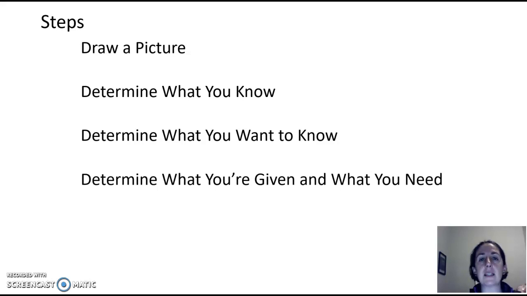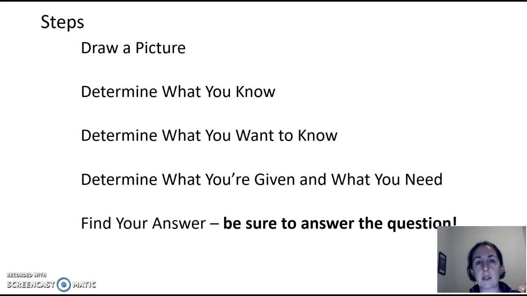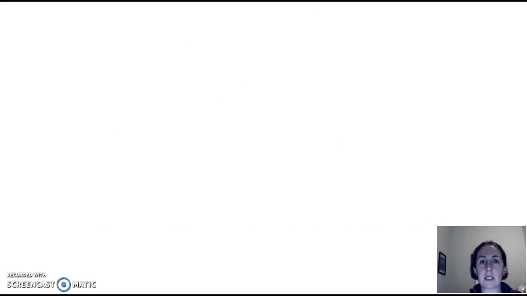And then you need to find some given relationship between what you know and what you don't know and what you want to know, and come up with some sort of an equation that relates them all together. And then you want to solve it and, of course, make sure you're answering the question. So we'll start off with a simplistic example.